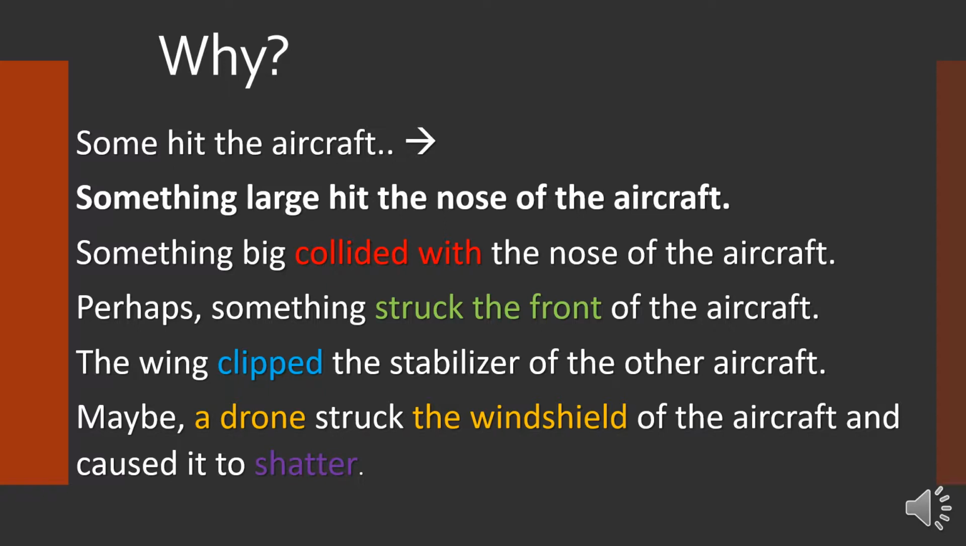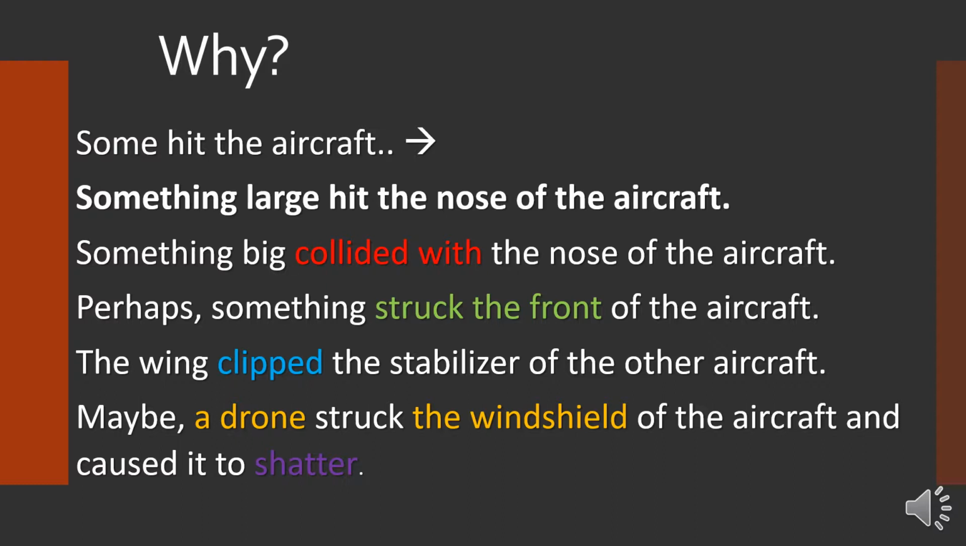And here's the sentence we worked on. Something hit the aircraft. Right? But we want to be more specific than that. Something large, something big hit the nose of the aircraft. Something big collided with the nose of the aircraft. Perhaps something struck the front of the aircraft. Remember, hit, collided with, or strike. It's kind of a serious hit, something with more serious damage.